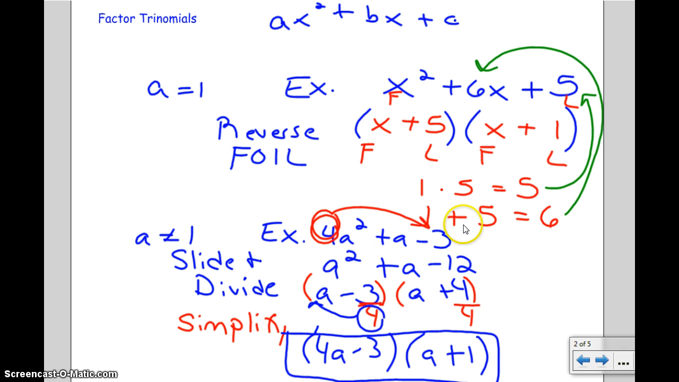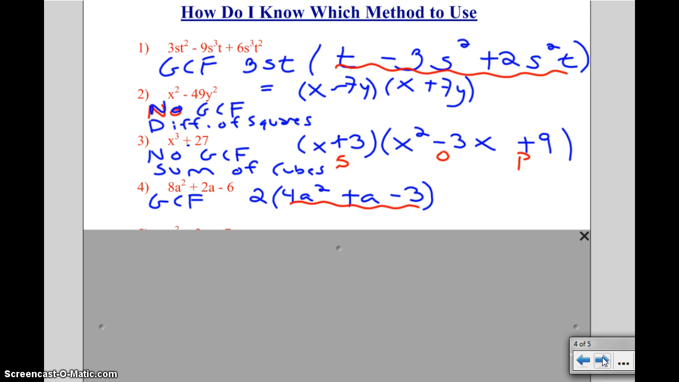This is the exact problem that we did earlier. 4a squared plus a minus 3. We had to use slide and divide on this one so that we actually could factor it. It wound up factoring into 4a minus 3 and a plus 1. So if that's the case, I know that once I do slide and divide, I'm going to wind up with 4a minus 3 and a plus 1.